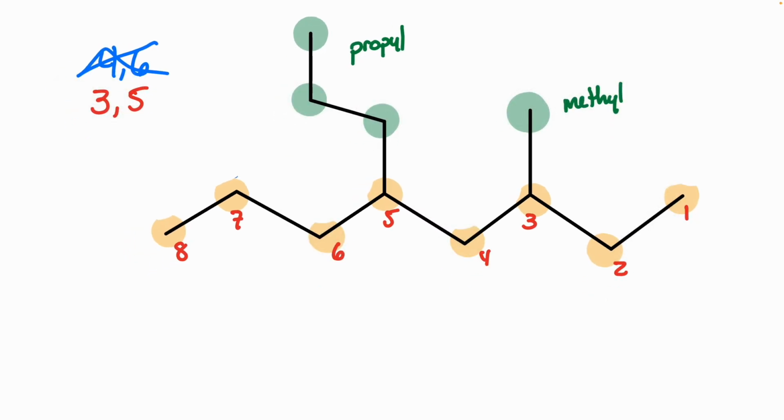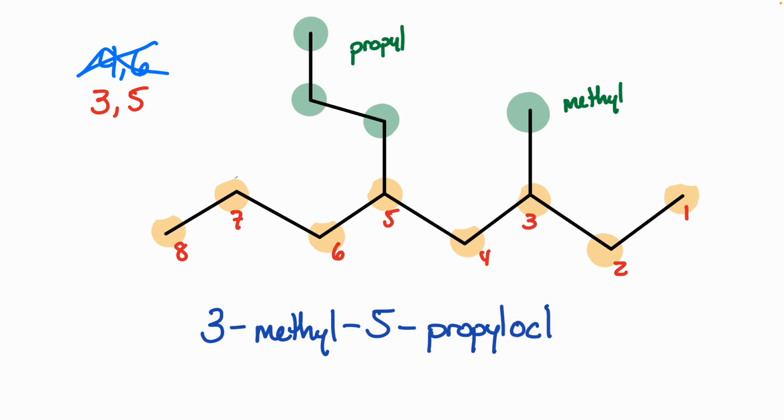So I'm going to say 3-methyl, 5-propyl, and then we have an 8-carbon parent chain here, 8-carbon alkane, so octane, right? 3-methyl, 5-propyl, octane. All right. Again, our substituents are in alphabetical order. Importantly, no spaces in the name, right? This is all run together as one word.